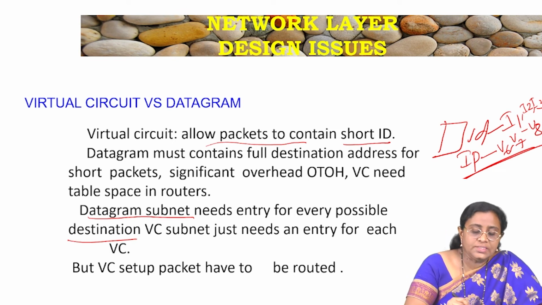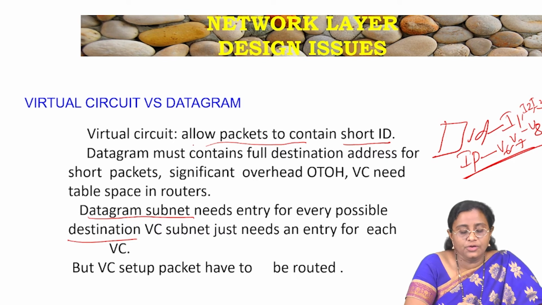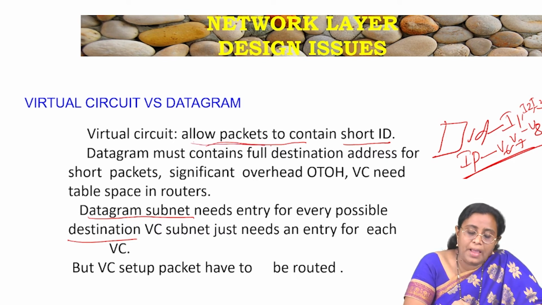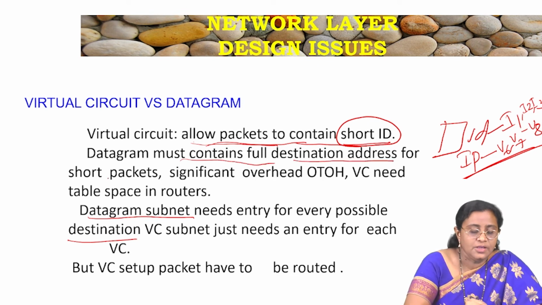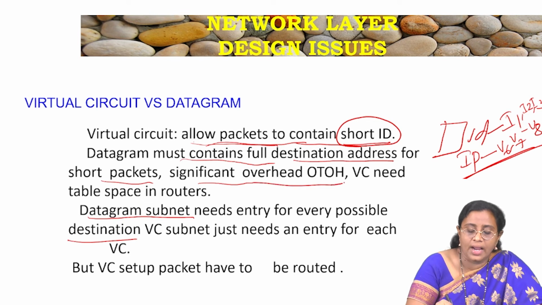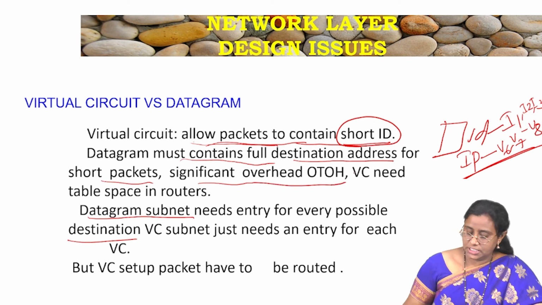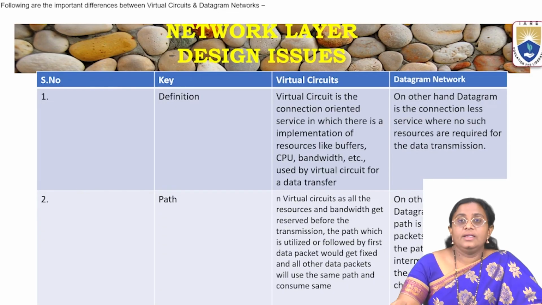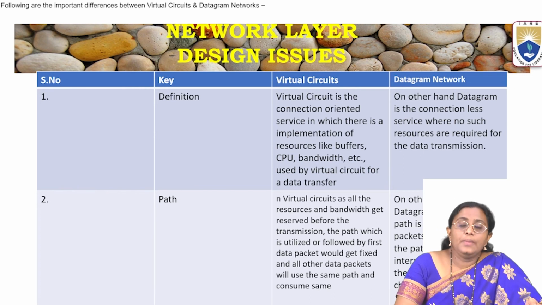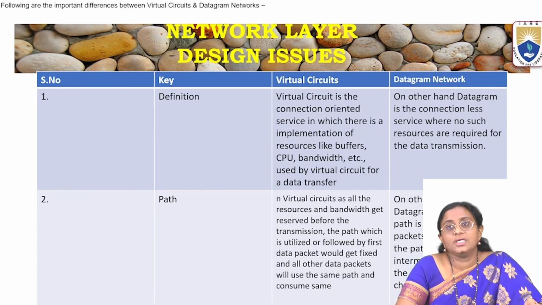So a virtual circuit, again I am explaining, allows packets to contain the shorter ID as well as the IP address. And a datagram must contain the destination address, which means significant overhead, OH. So coming to that, the main differences between the virtual circuit and the datagram network are played by the network layer designing issues.